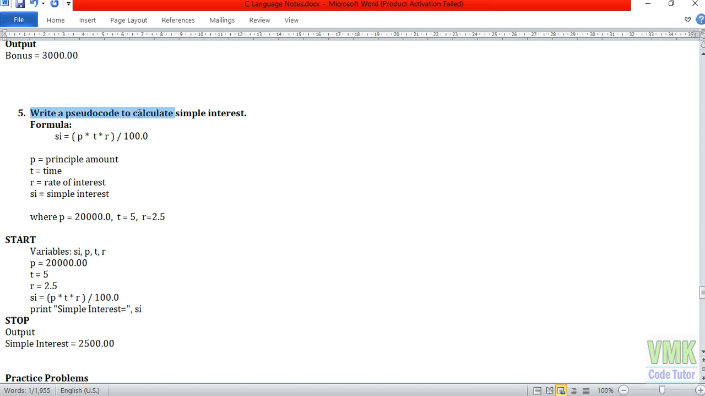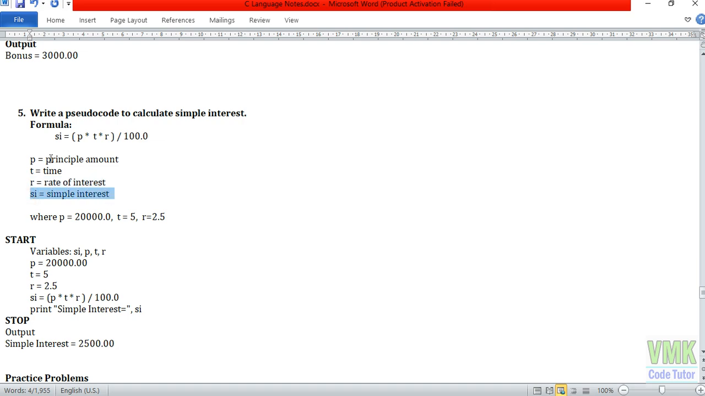Write a pseudocode to calculate simple interest. What's the formula of simple interest? SI, simple interest, is equal to P into T into R divided by 100. What is P? P means principal amount, and T is equal to time, and R is equal to rate of interest. SI is equal to simple interest.